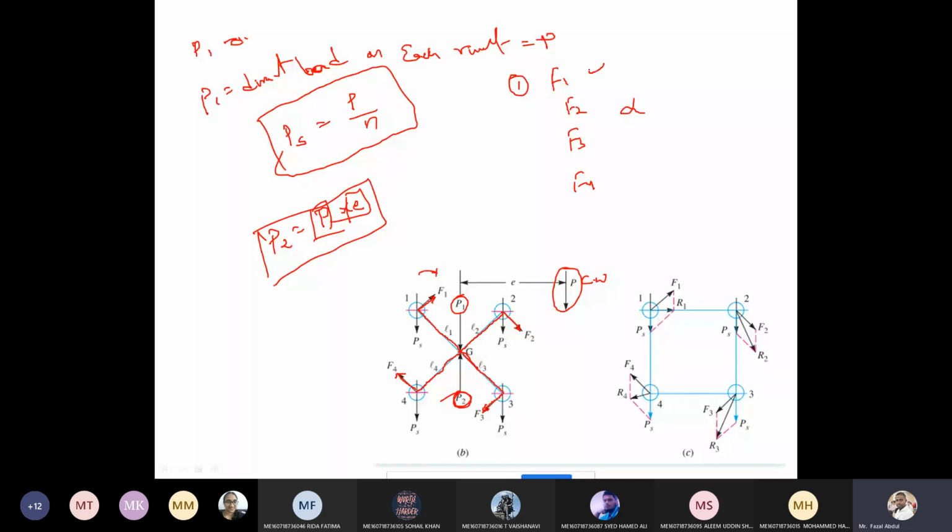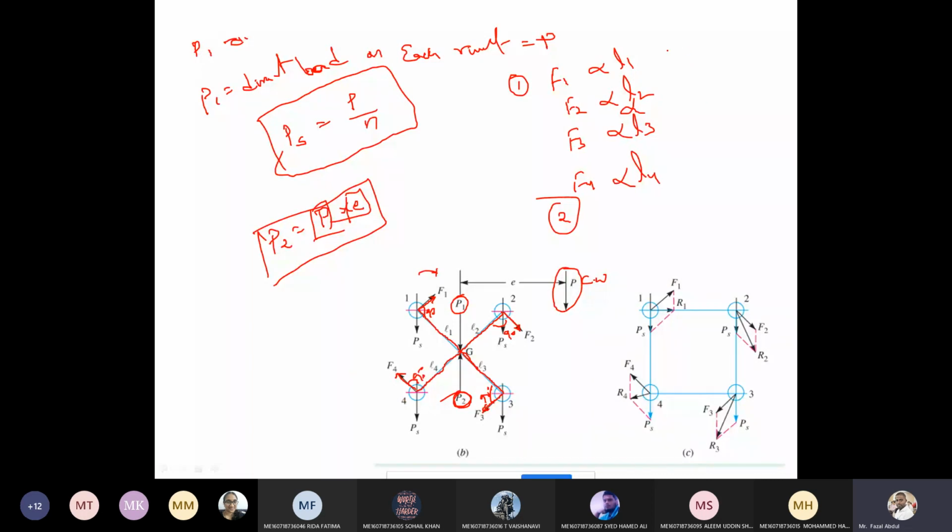That is, F1 is directly proportional to L1, F2 is directly proportional to L2, F3 is directly proportional to L3, and F4 is directly proportional to L4. That is the first assumption. The second assumption is, as I said just now, the secondary shear forces are all perpendicular to the line joining the center of gravity to the center of the rivet. All are perpendicular. That is the second assumption.